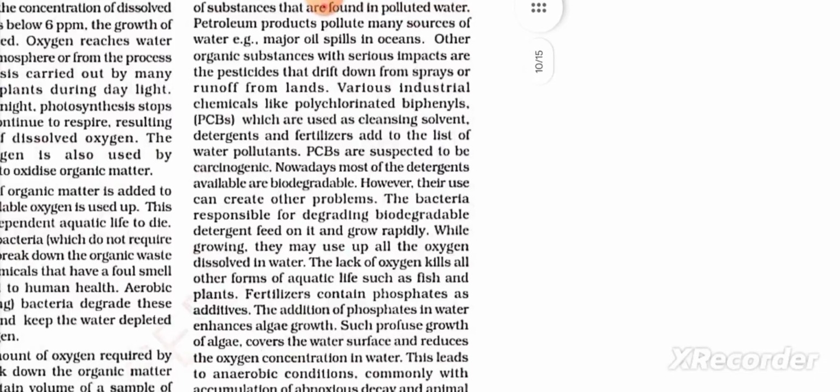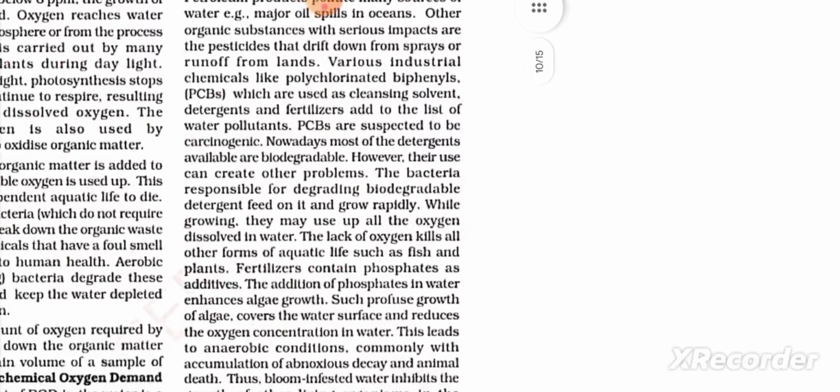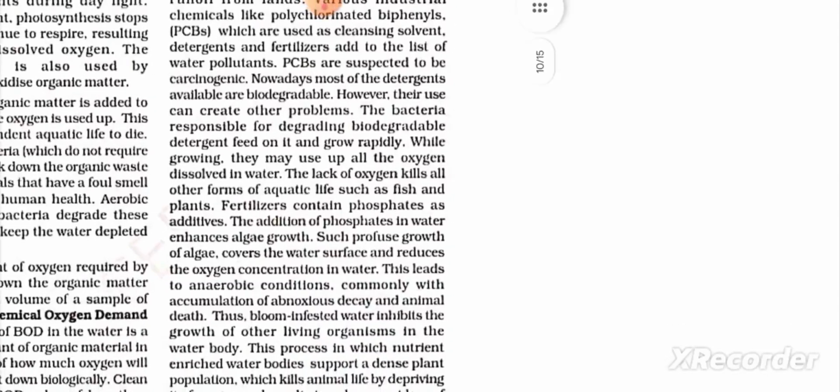carcinogenic. Nowadays, most of the detergents available are biodegradable. However, their use can lead to other problems. The bacteria responsible for the degradation of biodegradable detergents feed on it and grow rapidly. While growing, they may use up all the oxygen dissolved in water. The lack of oxygen kills all other forms of aquatic life such as fishes and plants.